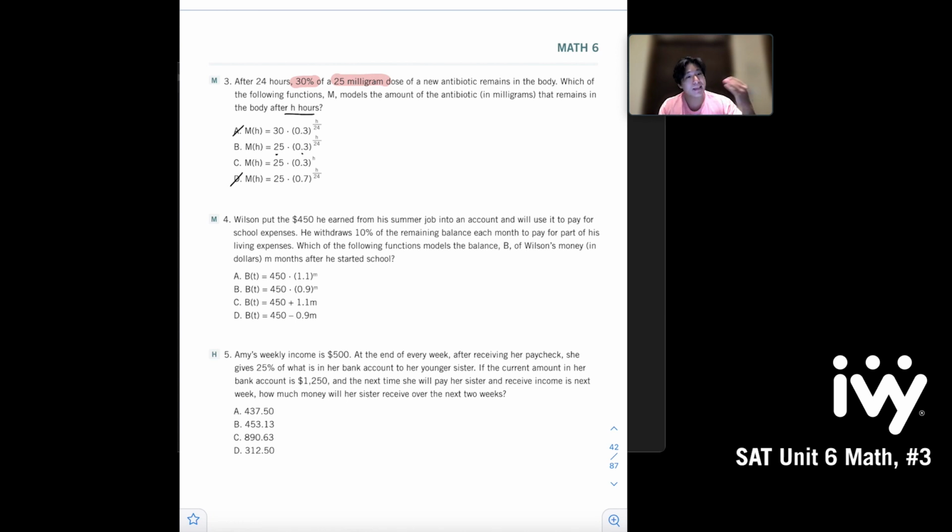So our time step is hours, which means that we just need to divide H by 24 so that we apply that 30% every 24 hours, which means we're looking at answer choice B for this one.